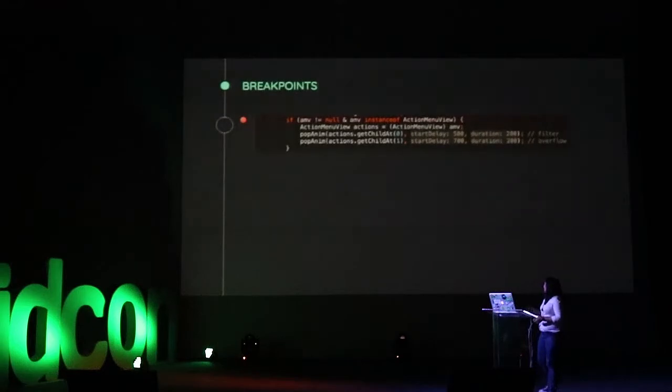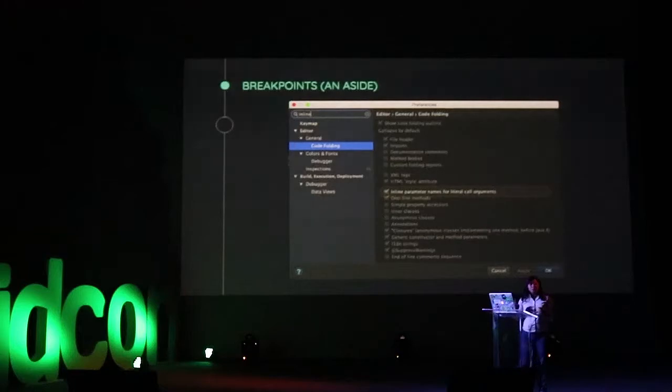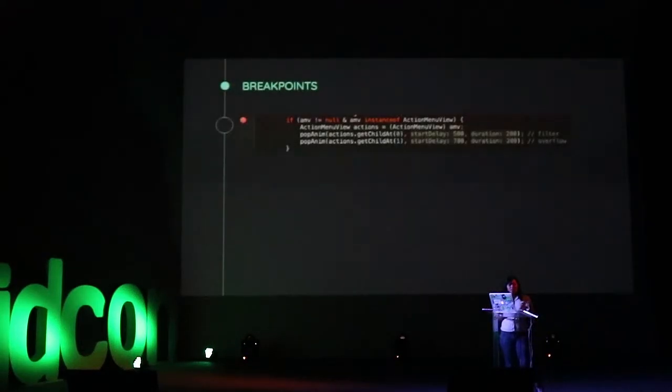And as an aside, I have enabled inline parameter names for literal call arguments. This means that whenever we call a method that has input parameters, Studio will display the values that you pass into it and what the parameter name is. If you want to enable it, you go to Preferences, Editor, Code Folding, General, and you check that little box. Okay, end of aside. So how do we make the most out of breakpoints?